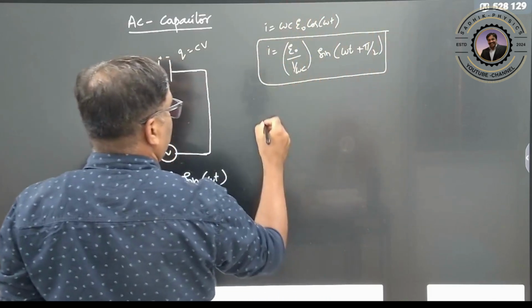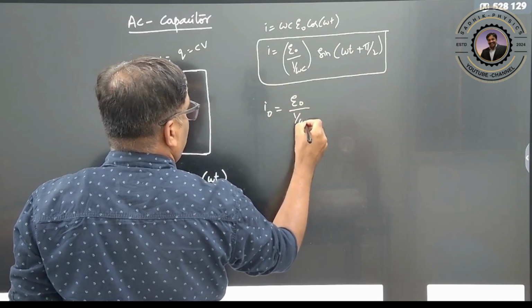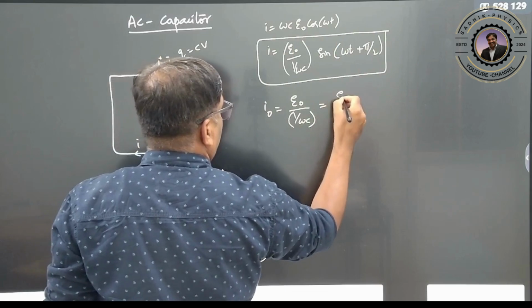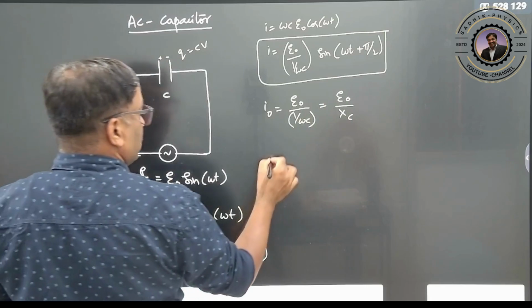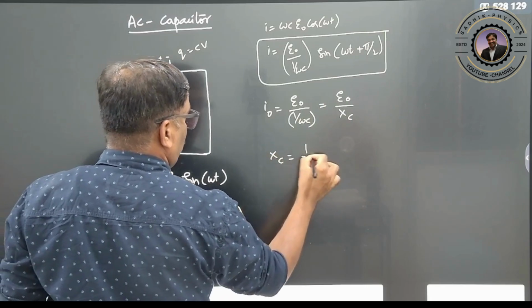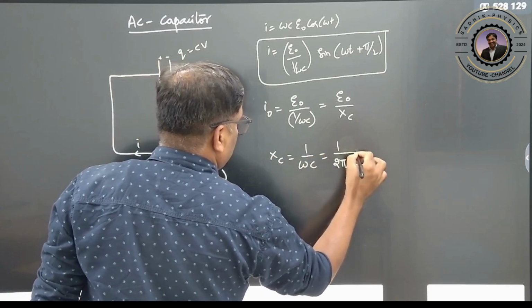So here this is your I naught. I naught is nothing but E naught by 1 by omega C. So E naught by 1 by omega C, where 1 by omega C is nothing but XC. So what is XC now? XC is nothing but 1 by omega C, or 1 by 2 pi f into C. Clear?